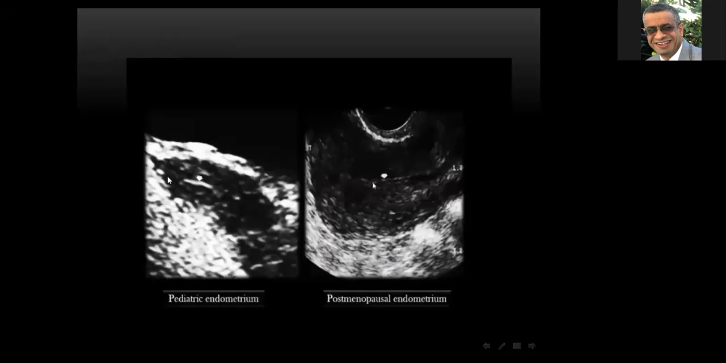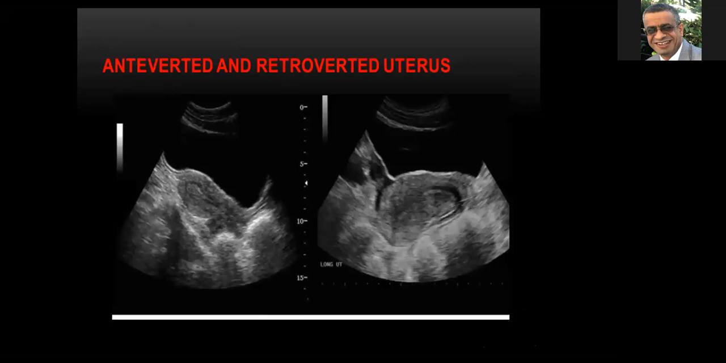In this ultrasound view, this is a pediatric endometrium. It will be thin, and we can see the uterus is small. The postmenopausal endometrium is also thin. It must be not more than 4 millimeters, but if the patient is on hormonal replacement therapy, it can reach 10 millimeters. In this picture, this is an anteverted uterus, and this is a retroverted uterus, which is of no clinical significance, but it is difficult to see in transabdominal ultrasound because the fundus is away from the transducer.